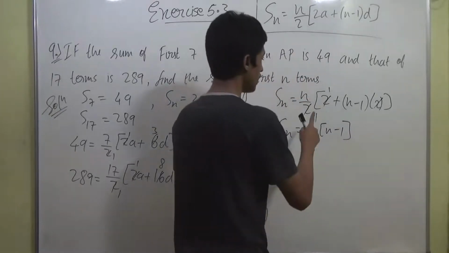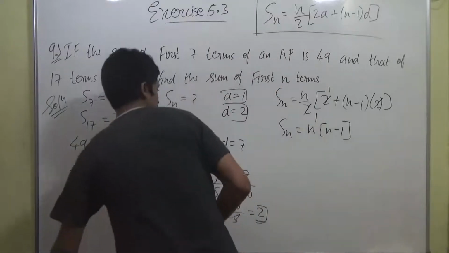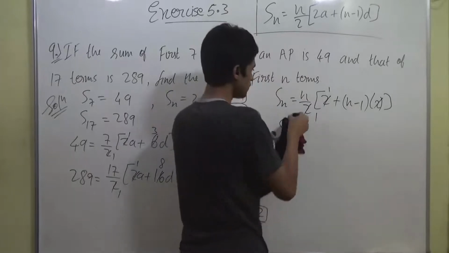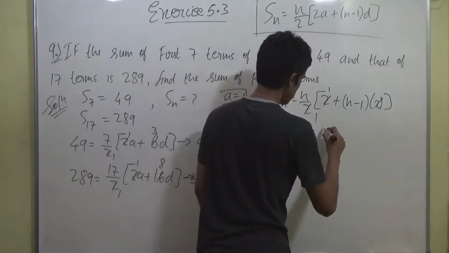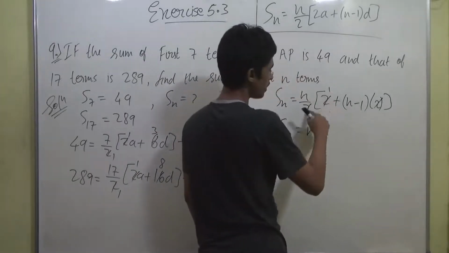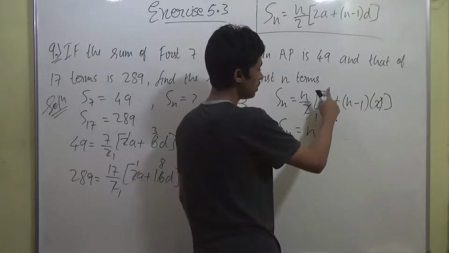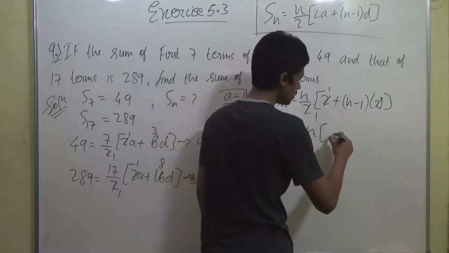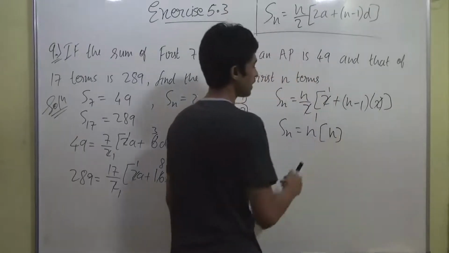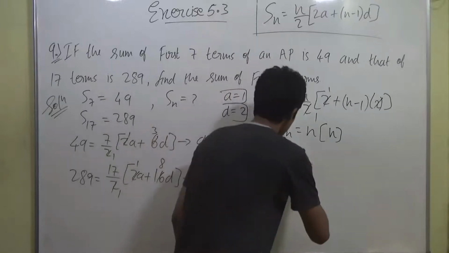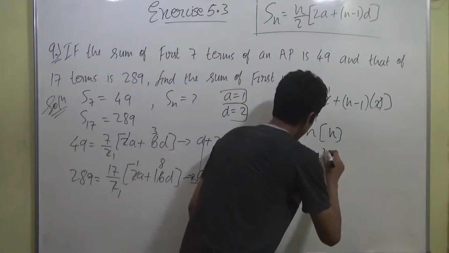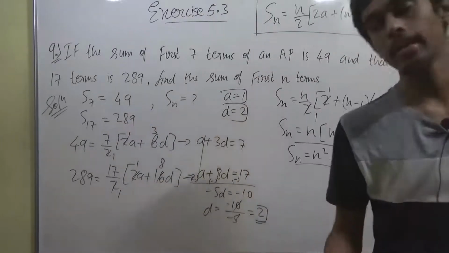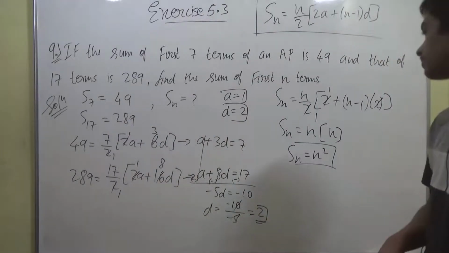So s of n will become equal to n into... getting it, guys? No, I'll tell you. So s of n will become equal to n, this n will be here. And here this 2 became 1 after getting divided by 2. So it will be 1 plus n minus 1. So plus 1 and minus 1 will get cancelled. Only n will be remaining inside the bracket. So this is nothing but equal to n square. So s of n equal to n square. So this is the generalized s of n formula for this question, guys. Getting it? As simple as that.